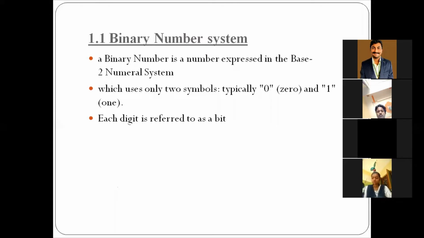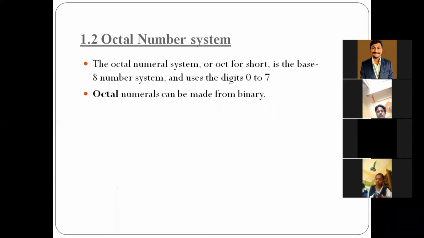Then moving towards the octal number system. Here the term octa means 8. The base of the octal number system is 8. And the digits come from 0 to 7. The octal number system digits are 0 to 7: 0 1 2 3 4 5 6 7, total 8 numbers. So that's why the name comes, octa, which means 8.